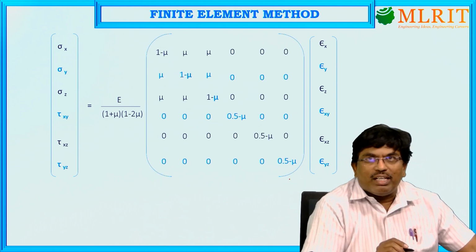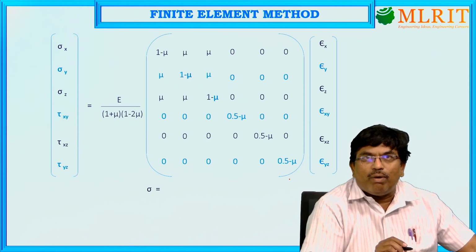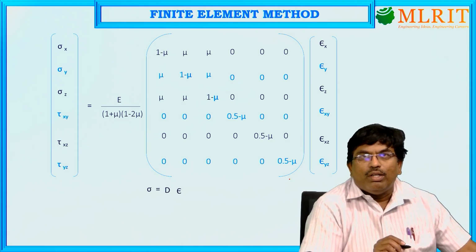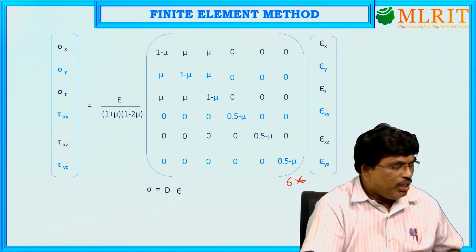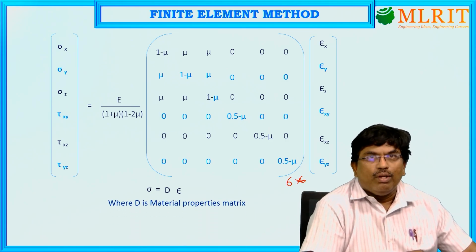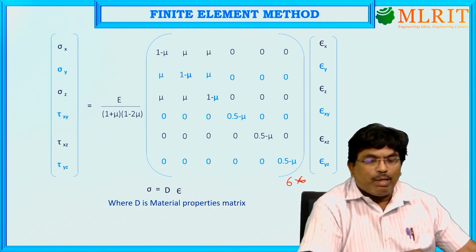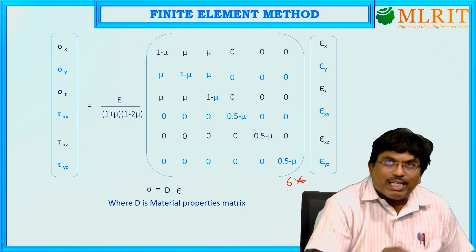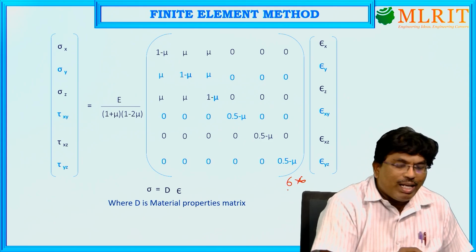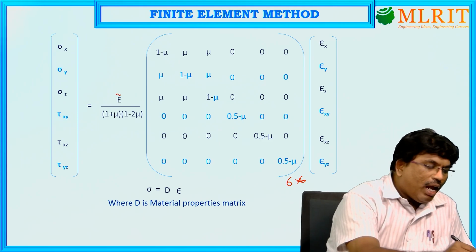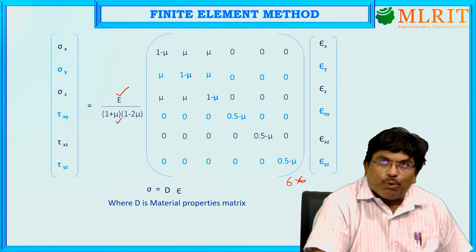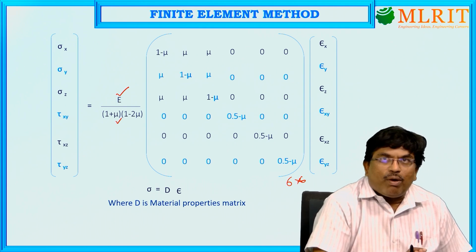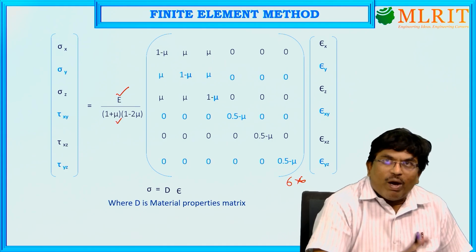In the above equation, the 6 by 6 matrix is the D matrix. So sigma equals D into epsilon. D is a material properties matrix. If you observe the 6 by 6 matrix, it depends only on the material properties, that is E and mu. E is Young's modulus and mu is Poisson's ratio.